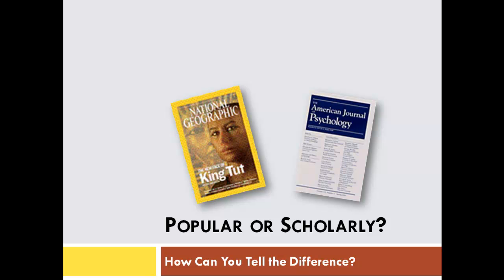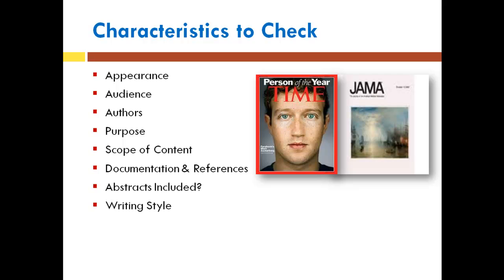Popular sources and scholarly sources come in many varieties, but there are general characteristics that you can check to see if you're dealing with a popular or scholarly source. Some of those characteristics involve the source's appearance, the source's audience, the authors of the source, the purpose and scope of the content of the article, the documentation and references, if they're listed or if they're used, whether there is an abstract included, and the writing style of the article.